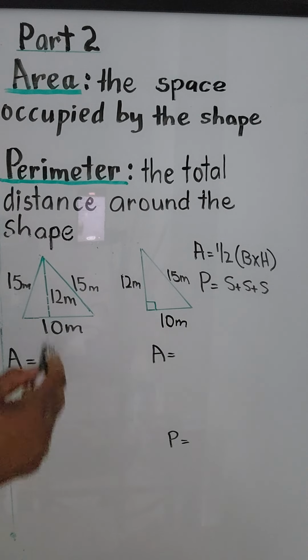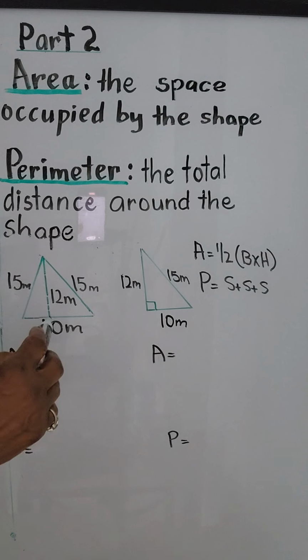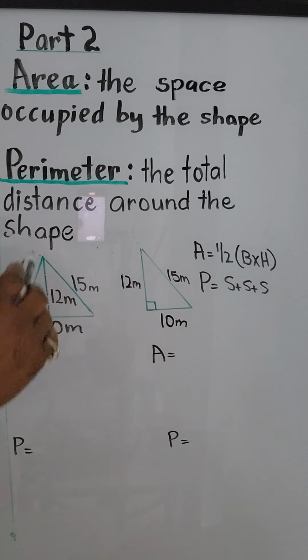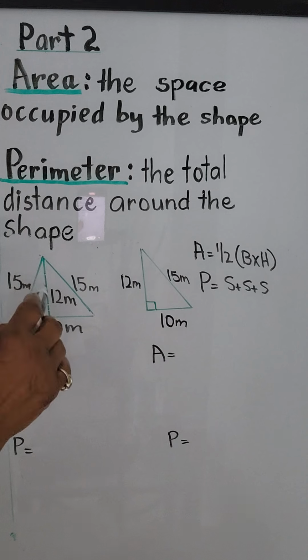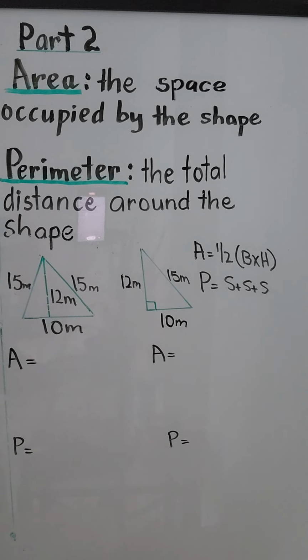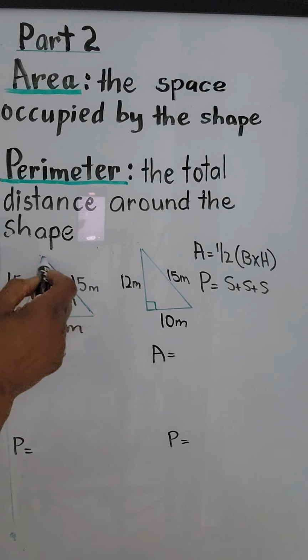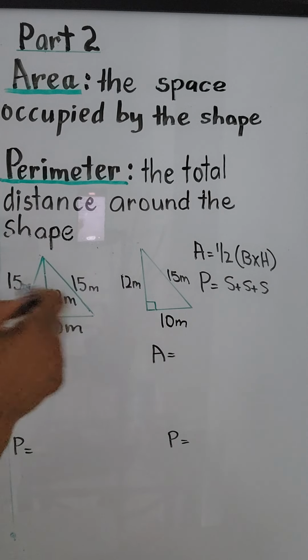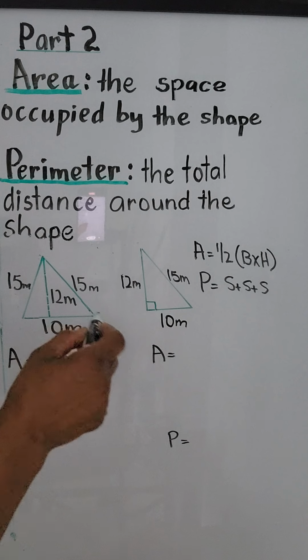The height of the triangle is a straight line from the base to the top of the triangle. That means the height is perpendicular to the base. So none of these lines could be the height.